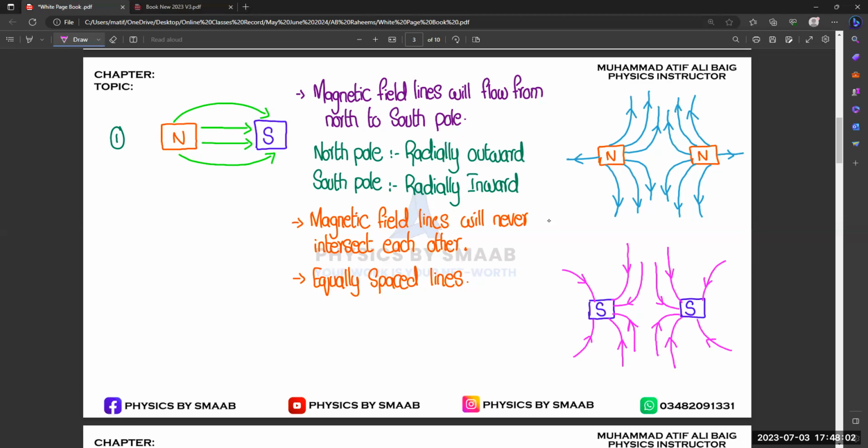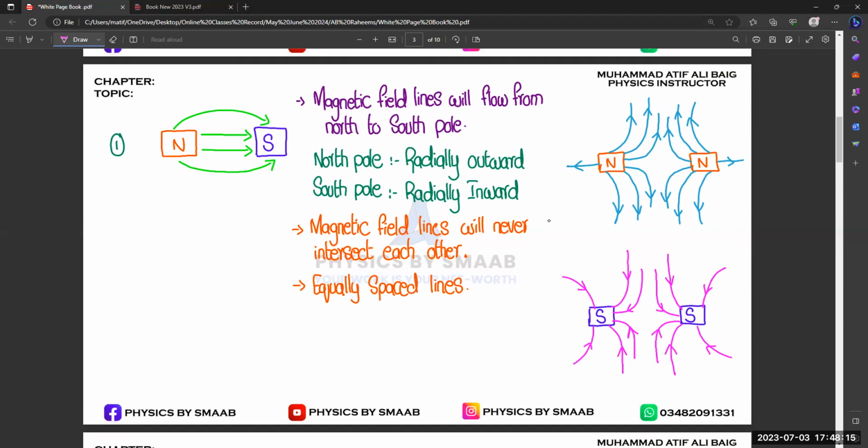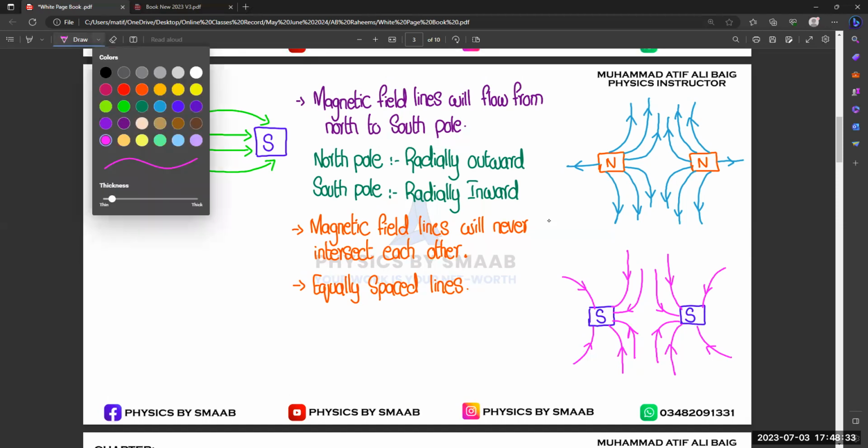And for north to south, we know that the field will move from the north to the south pole. For north, it will be radially outward. I will also share the detailed diagram picture with you, so that will give you a clear idea. But for the basic concept, you need to know how the direction of the magnetic field works when same poles are placed with each other, right? And we can easily identify their strength.